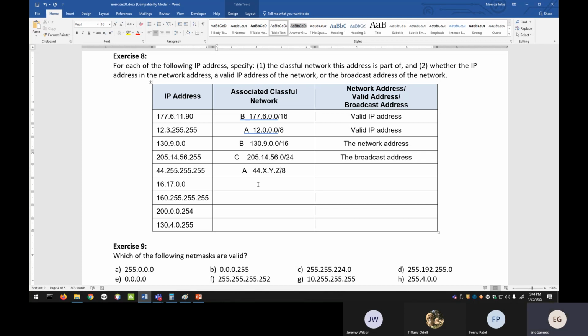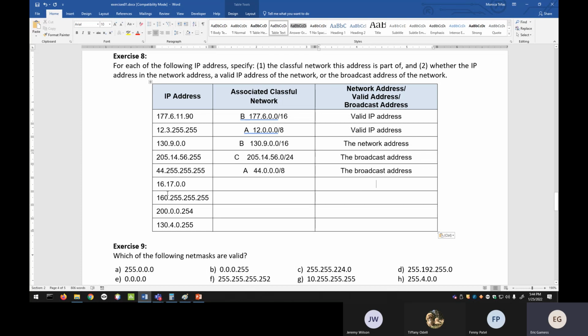What will be the broadcast address? The broadcast address is the very last one. If I want the very last one, what should I do with X, Y, and Z? Exactly, I change X, Y, and Z to 255. So at the end, this IP address, what is it? It is the broadcast address for the network. Okay? There is only one broadcast address in the network.